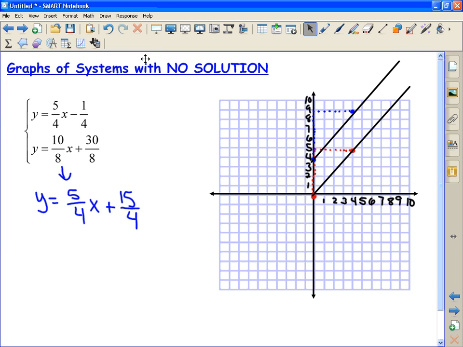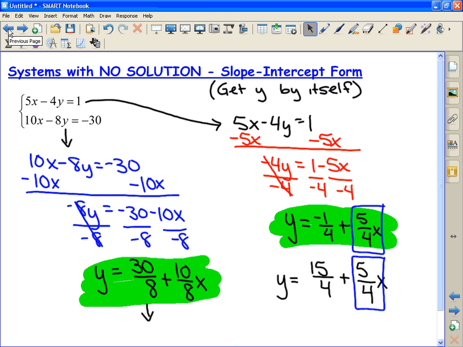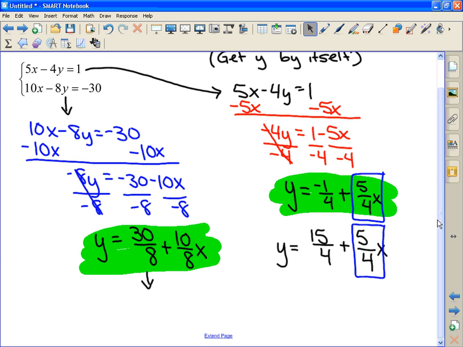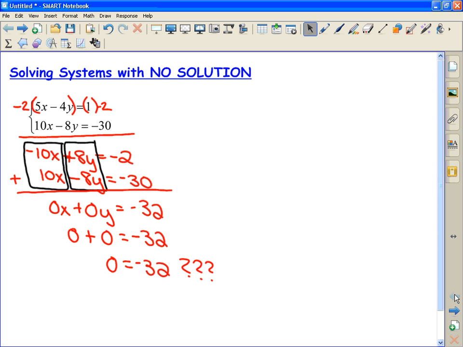So just to recap, if we put a system that has no solution on a graph, we'll end up with parallel lines that do not cross. If I write my system in slope-intercept form, what we get is two equations here that have different starts but the same rate of change. Different starts, but the same rate of change. And then if I solve that system by hand, I get this wacky answer that doesn't make any sense at all. So that's how we know whether or not a system has no solutions. If it has no solution, those are our results.